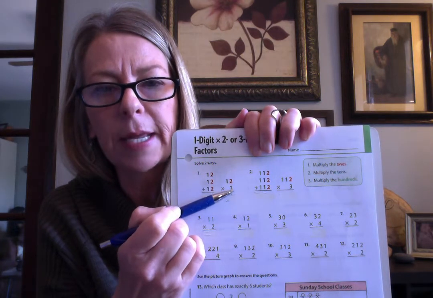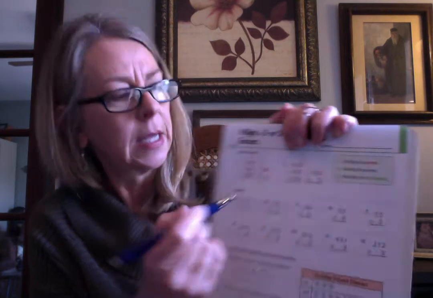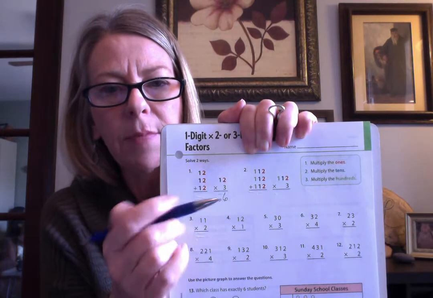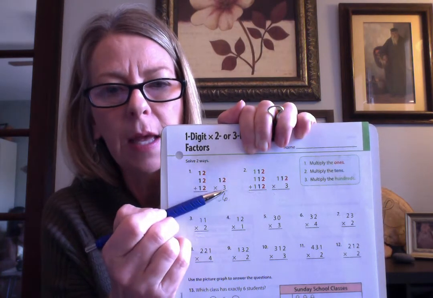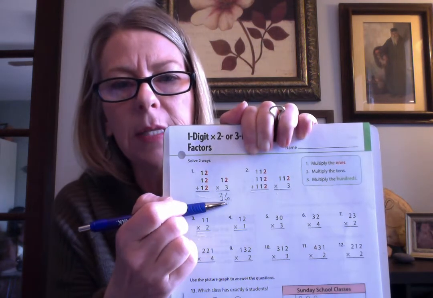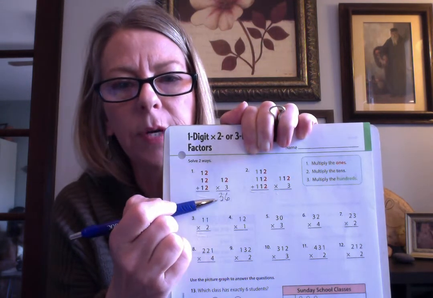Okay, so 3 times 2 ones equals 6 ones. Okay, then we take our multiplier, 3, and we multiply by our tens. 3 times 1 ten equals 3 tens. And we're going to put our answer in the tens spot. Okay, so 36 is our answer.